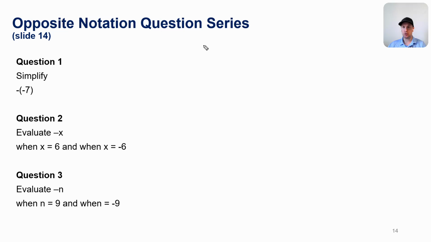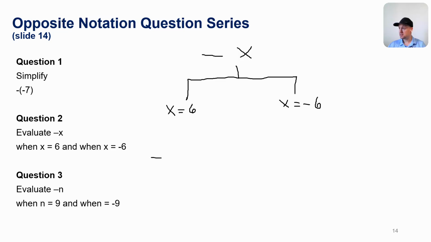What about question 2? Question 2 is asking us to evaluate negative x when given two different values of the variable here. When x is positive 6, or when x is negative 6. What we're going to do here is write the negative symbol in the exact same manner to start, but then we are going to input positive 6 into the x here. So positive 6 here.